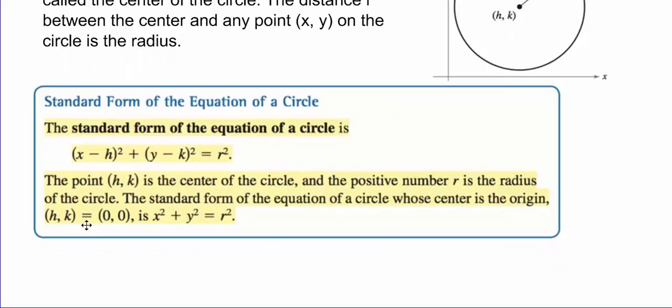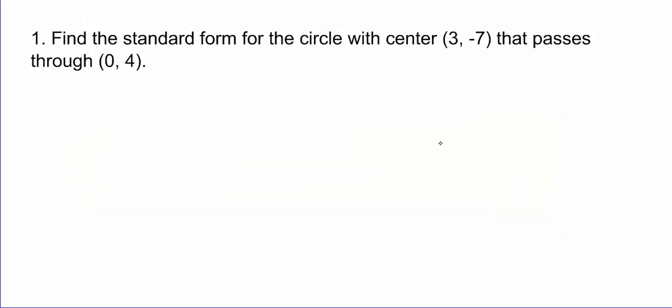There are times when that center is at the origin. In that case, you can use the simpler version of the formula, but most of the time we're going to be looking at circles where the center is away from the origin. So we're going to be using (x - h)² + (y - k)² = r². So keep that formula in mind. That one right there, we're going to be using it quite a lot. All right, so here we go.